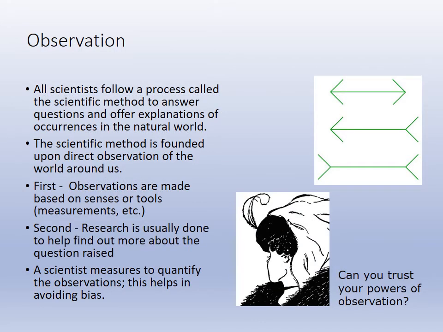So observation is the hallmark of science. When you look at observation, everyone sees things differently. The illustration to the right, the arrows, to the naked eye at first glance, look like they're different lengths. But if you measure it and collect data, you would see that they're all the same length, but you observe them differently. So that illustration is to show you that you need to measure your observations.